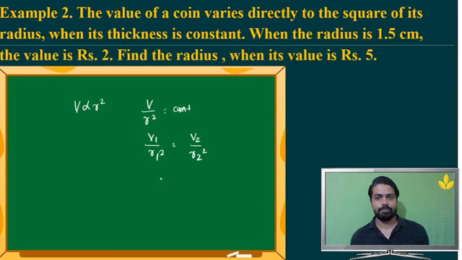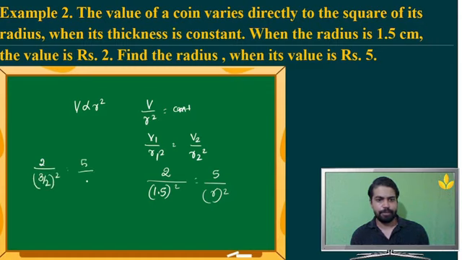So in one case they have given that when the radius is 1.5 centimeter, the value was 2 rupees. Now find the radius when it is 5 rupees. I need to find the new radius. So what I can do here is, 2 over 1.5, which can be written as 3 by 2 whole square, is equal to 5 by R square. So let us rearrange this. R square is equal to 5 into 9 by 4 divided by 2. So I end up with 45 by 8.